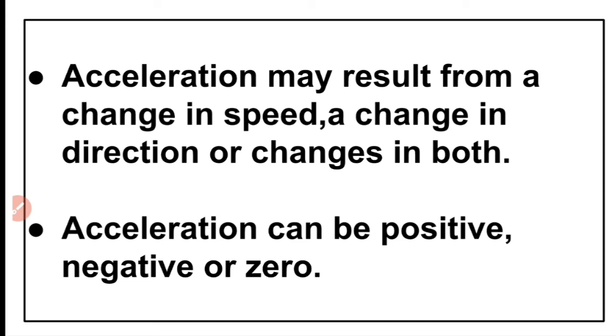Delta V by delta T. So if acceleration is zero, it means delta V is zero, which means there is no change in velocity. No change in velocity means what? Velocity is a constant. If velocity is constant, what type of motion is it? Uniform motion. So for a body in uniform motion, it will not have any acceleration. Its acceleration will be equal to zero. So acceleration zero corresponds to which type of motion? Uniform motion.